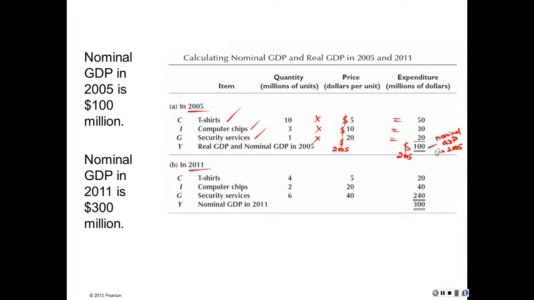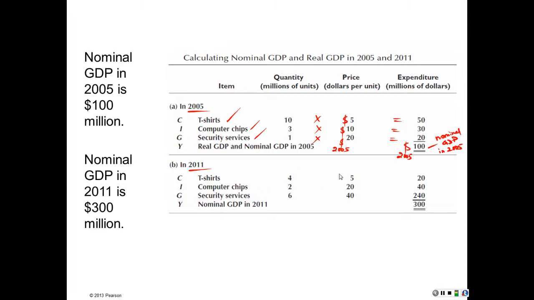Yes? Okay, now let's do the same thing for 2011. In 2011, the output of T-shirts fell from 10 million units to 4 million units. Computer chip production fell as well. But the production of security services went up. You see, this could be because the US was involved in foreign wars or something. And T-shirt and computer chip production has fallen because these goods are now largely produced abroad, you see. We import our clothing mostly. And computer chips are made in countries like South Korea and Taiwan these days, right?